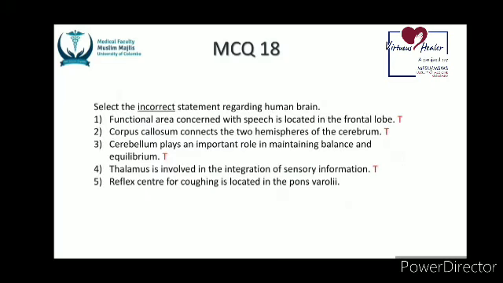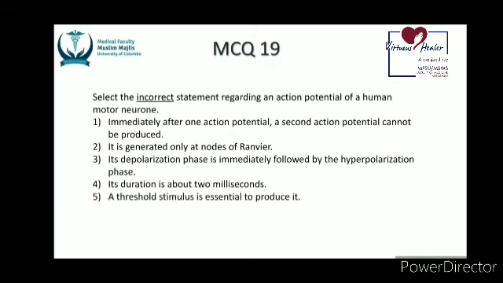So the fifth statement saying that the reflex center for coughing is located in the pons varoli is false. It is actually located in the medulla oblongata. And in this question, the incorrect statement will be statement number 5. Question number 19. Select the incorrect statement regarding an action potential of a human motor neuron.